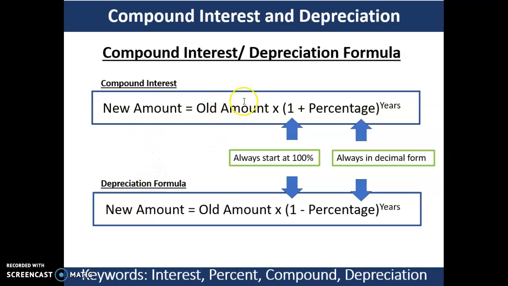You have your old amount, you times it by 1 plus the percentage. And the key thing here is you always start at 100%. Doesn't matter if it's compound or depreciation, still the same thing. And then your percentage has to be in decimal form. Then the whole thing is going to be to the power of years. You can do it separately, it's not a problem, but usually it's easier if it's to the power of years.